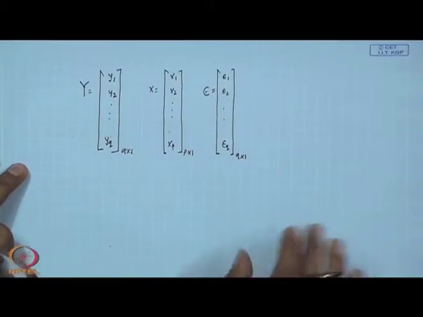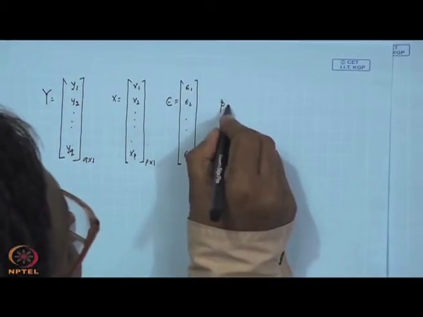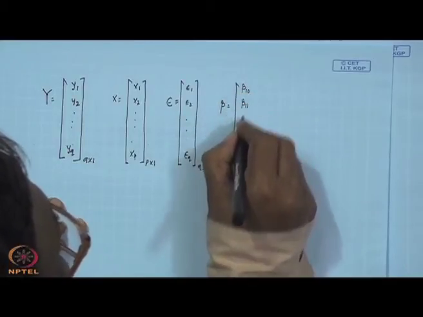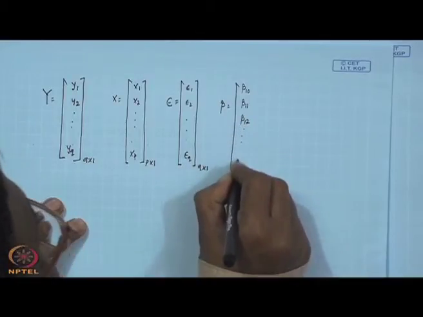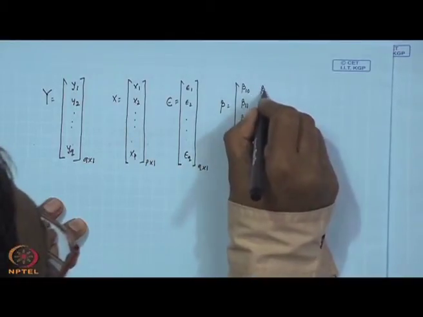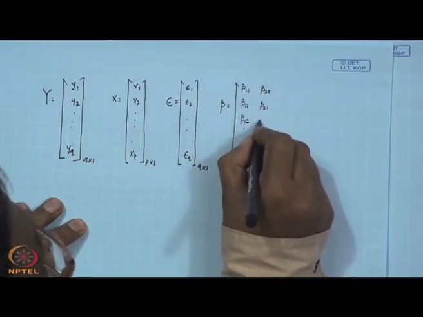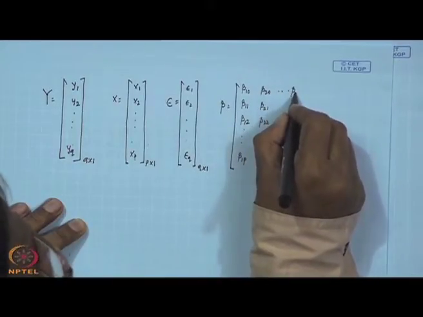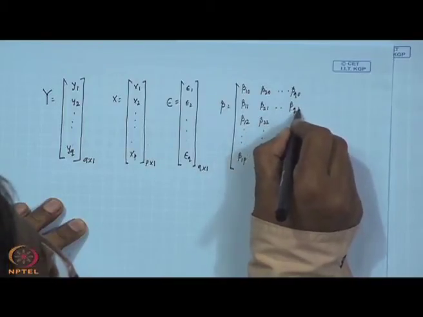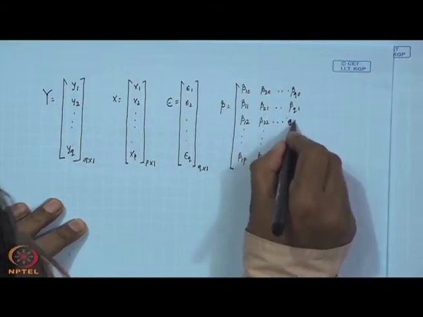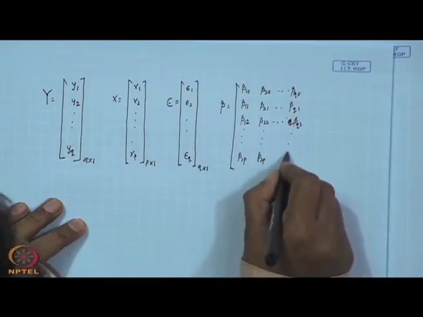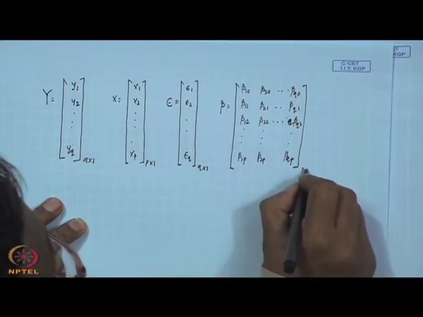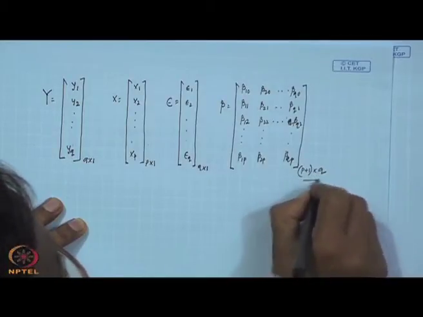correct, and you have also beta, that will be your beta 10, beta 11, beta 12, then beta 1p, beta 20, beta 21, beta 22, beta 2p, beta q0, beta q1, beta q2, so like this beta qp. This will be p plus 1 cross q.